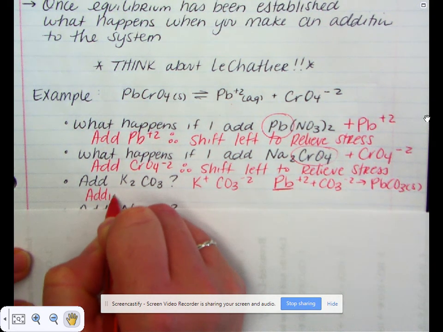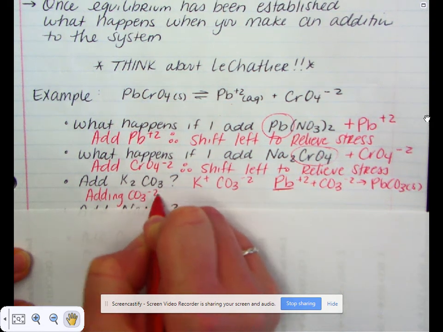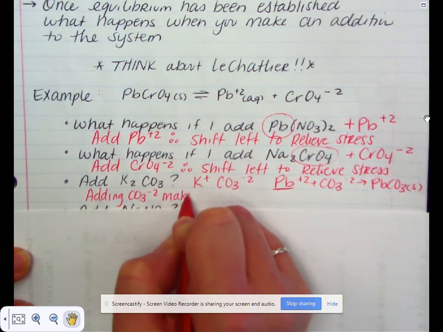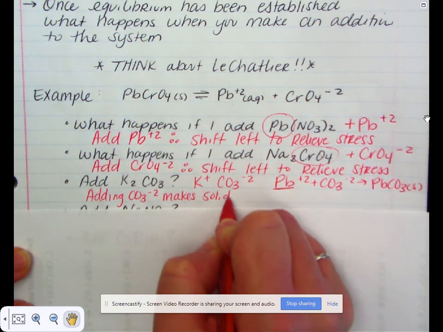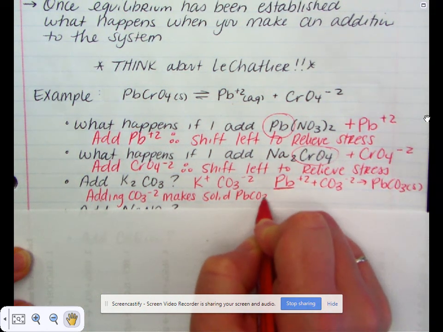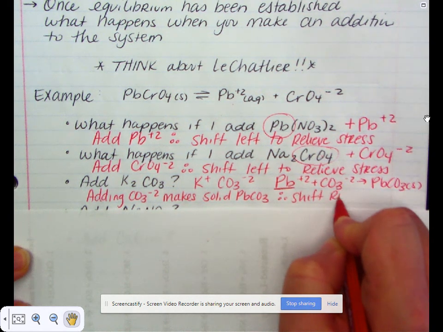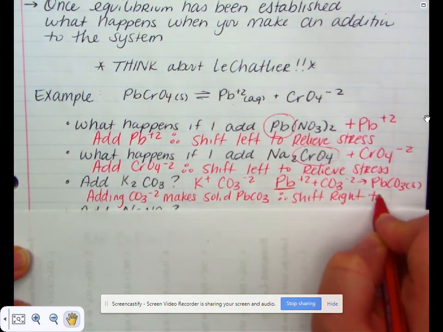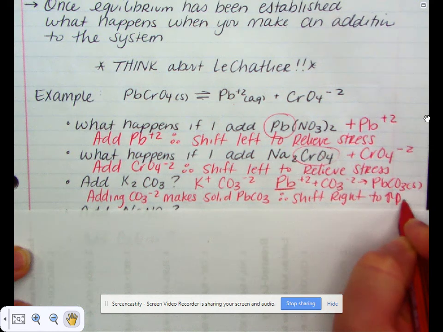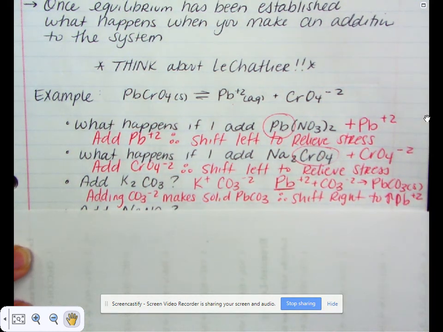So adding CO3 minus 2 makes solid PbCO3, therefore shift right to increase Pb plus 2. It's a little messy, but it's there. All right.